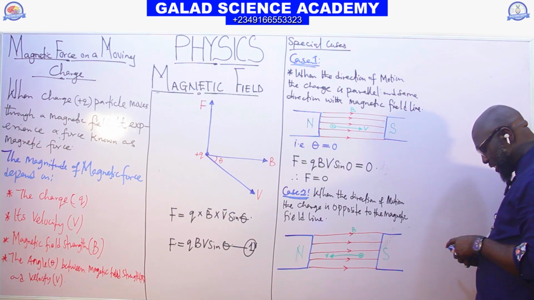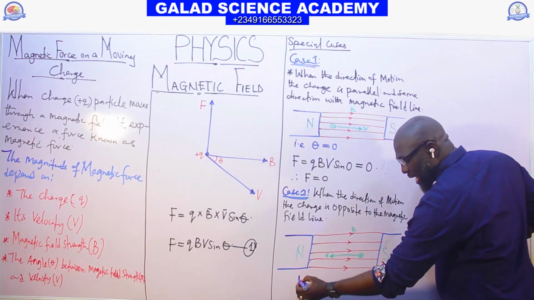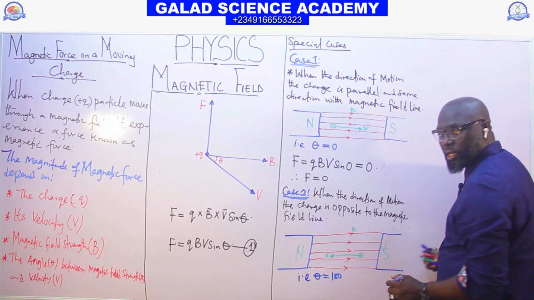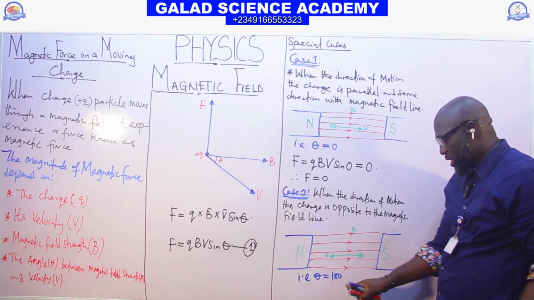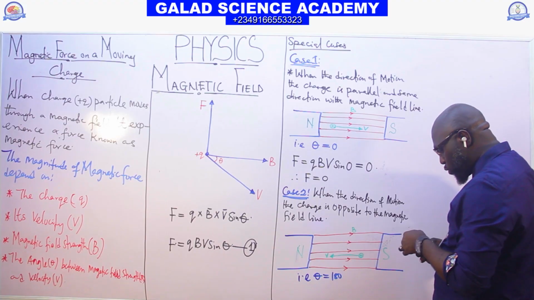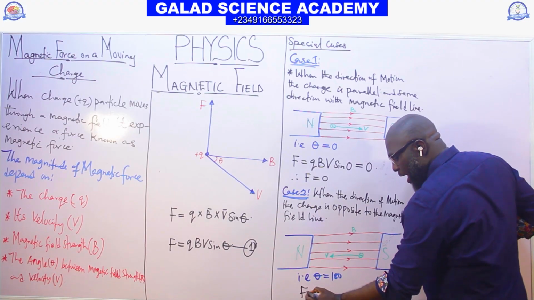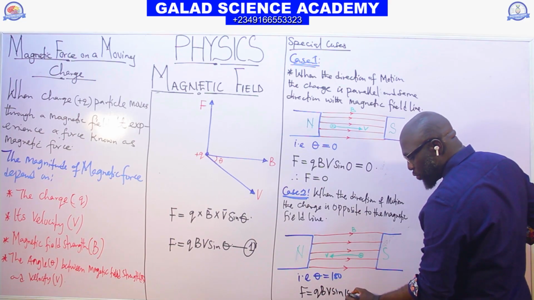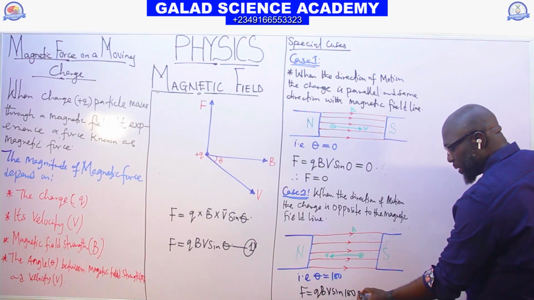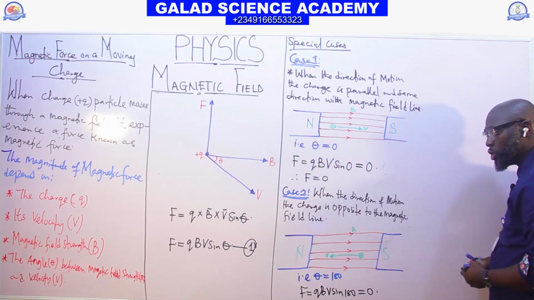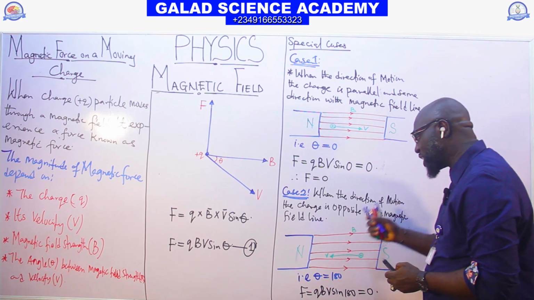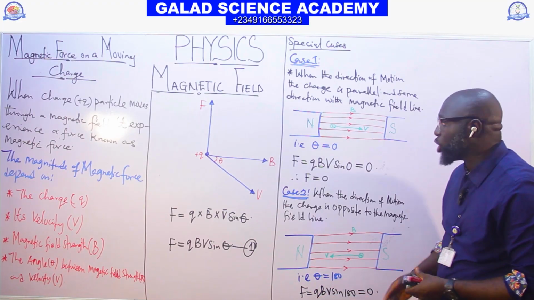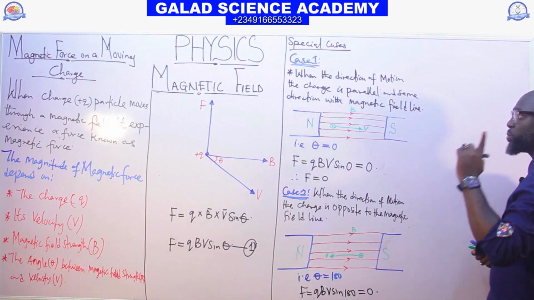If that be the case, the angle here, our theta, is equal to 180. If two lines go on a straight line, it is 180. So from there, F should be QBV sine of the angle 180. If we press it, we also get 0. Note that when the direction of motion of the charge is opposite to the direction of the magnetic field, the magnetic force there is also 0. Yes, that makes two cases.